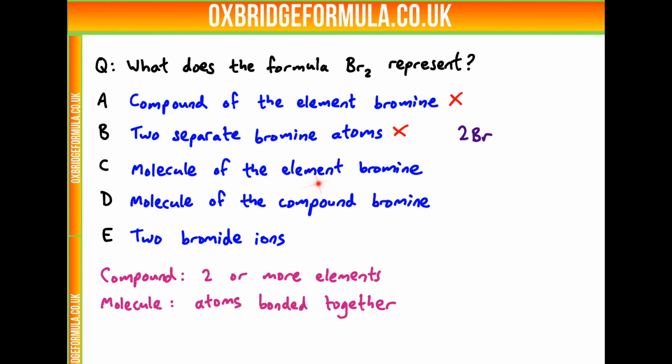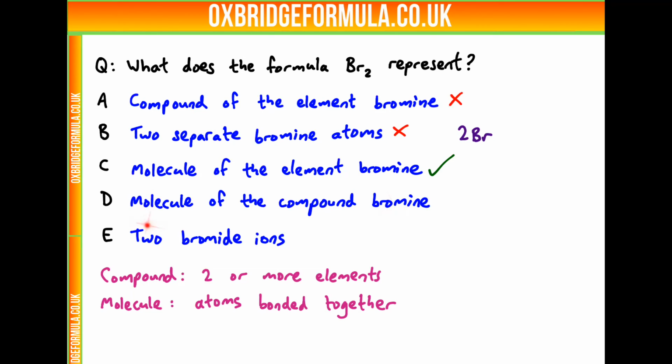And what about element? Is bromine definitely an element? Well, yes it is, because it's one type of atom. And so it looks like there's nothing wrong with C, and that Br2 is indeed a molecule of the element bromine. Let's quickly look at D and E to see why they're wrong.